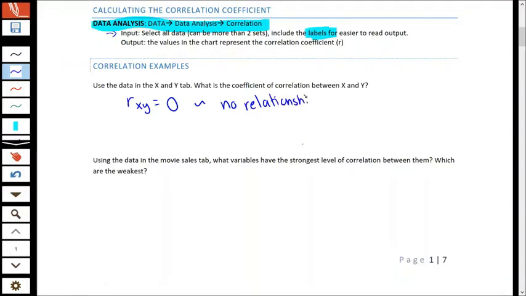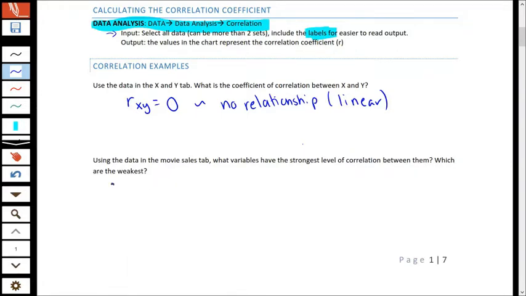We want to keep in mind, technically we're talking about no linear relationship, but as we saw in our diagram there, it doesn't really look like there's any relationship at all. So it can ask you to find the correlation between two specific variables. It can also ask you, like it does in the second question, using the data in the movie sales tab. They would just give you the file right there and you click on it. What variables have the strongest level of correlation? Which are the weakest? So it's either going to ask you for strongest or weakest.